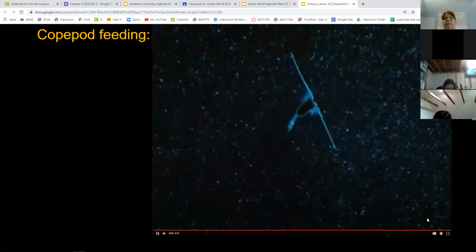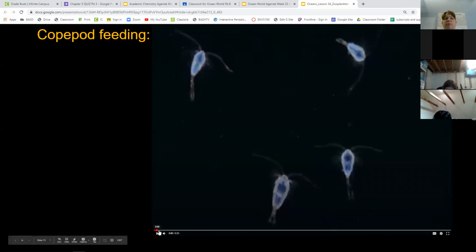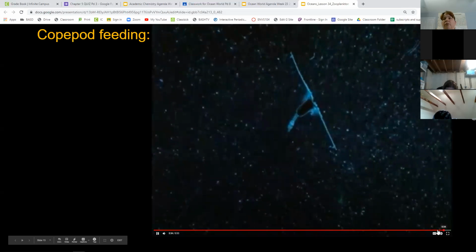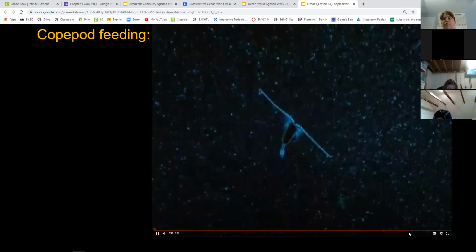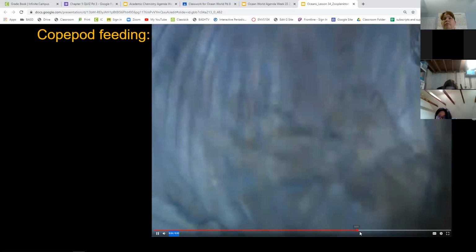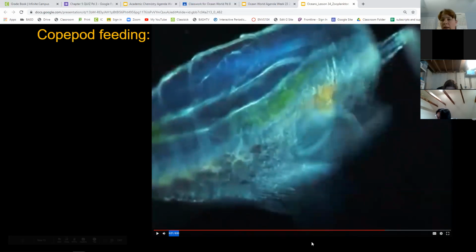Oops, I wanted to bring this forward and pause. So you can actually, because these little guys are translucent, meaning you can see through them, you can see the phytoplankton, the green, building up there in their gut. So that shows that they are feeding there.